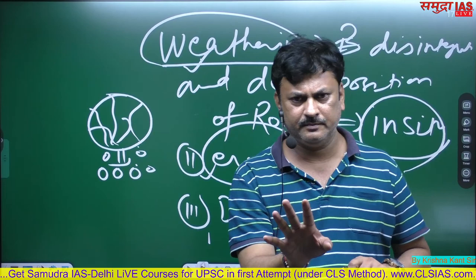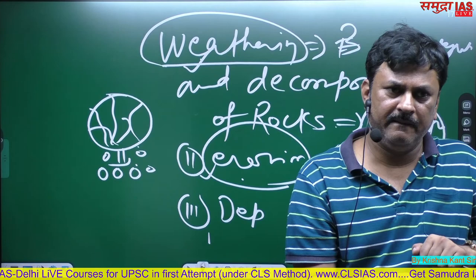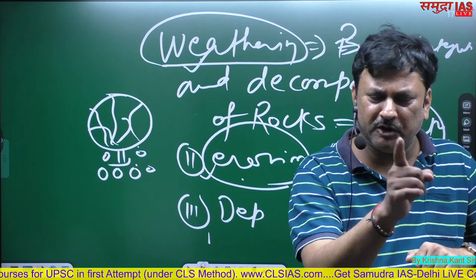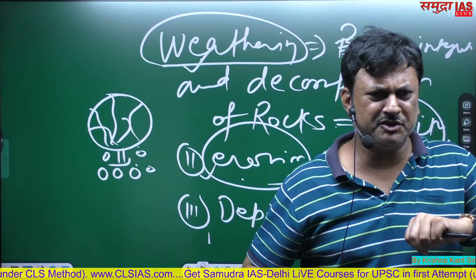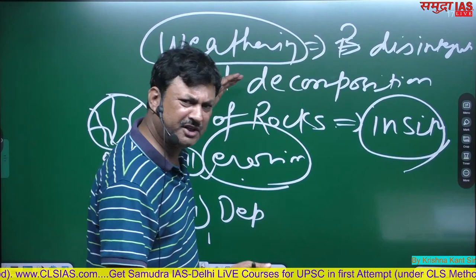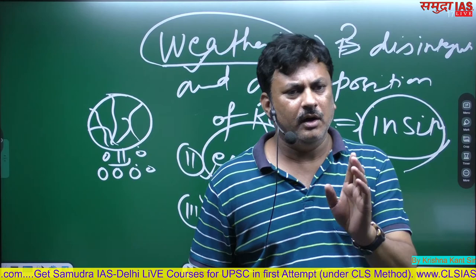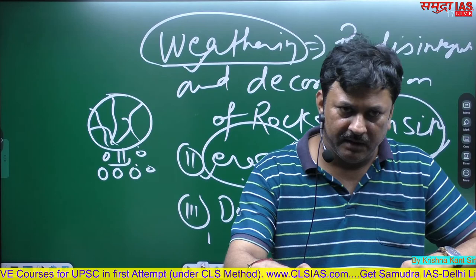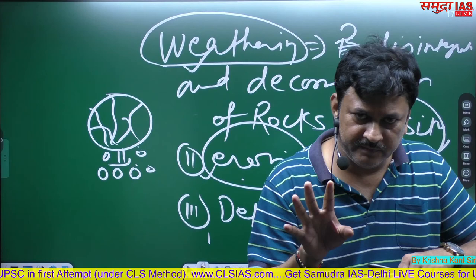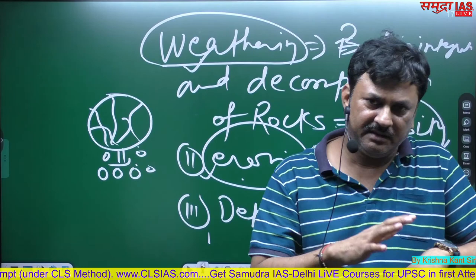The first is endogenic force. Endogenic forces originate from inside the Earth and are responsible for the building of the crustal part, in the form of mountains, plateaus, and other structures, relief features. So endogenic forces are crustal building forces. Now, exogenic forces are coming from the atmosphere, acting on the relief features formed by endogenic forces on the crustal part. And what they do, they disintegrate the relief features.